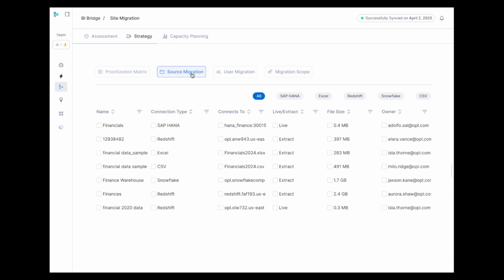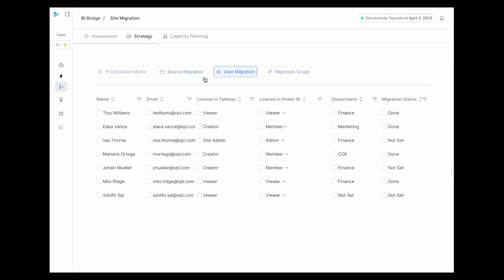Also give information on that source system. So all the data that's being ingested into Tableau, where's it coming from and where should that live on Fabric? What's the type today and file size? Also a per user basis, because we have AD groups, department information, who that user is. This can speed up the mapping of what they're viewing today in Tableau that they should be viewing on Power BI.